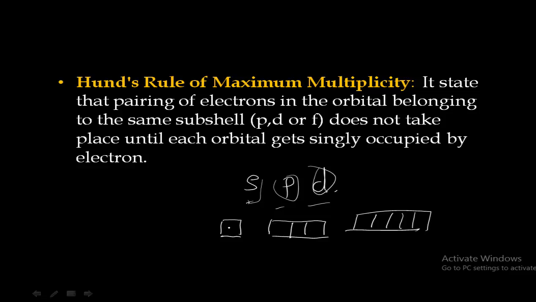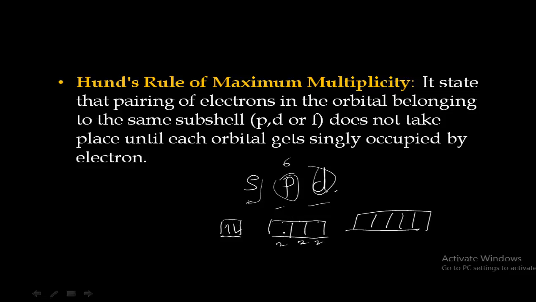So in s only one orbital is there, so thus we will have 2 electrons. And in p orbital, totally how many electrons will it hold? 6. So each box that represents an orbital can have 2 electrons. So 2, 2, 2. Totally 6 electrons will be filled up in the p subshell.